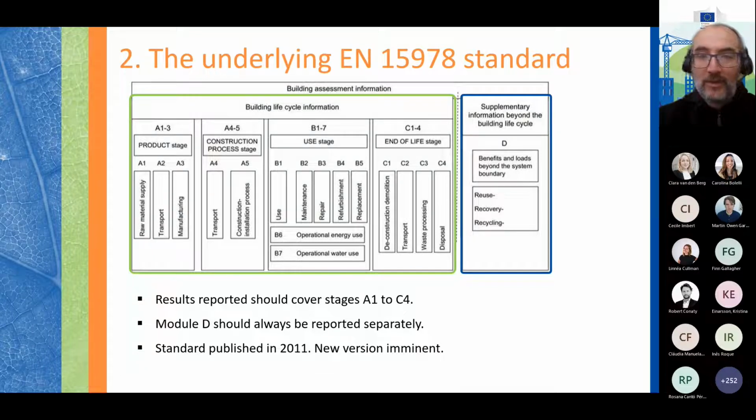But I should also say that this standard was published in 2011, and a new version is imminent. I think next year there should definitely be a new version of this standard. I think it has the same life cycle stages, but it might have more details and more nuances to clarify things. And I think there might be a B8 coming in that is going to be optional, but watch this space.